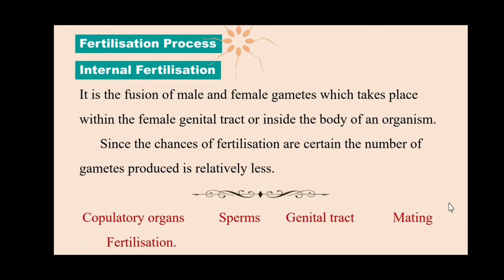Dear student, what happens in internal fertilization? The males are provided with copulatory organs. Remember, the males are provided with copulatory organs for transferring the sperms into the female genital tract during mating. During mating, what happens?